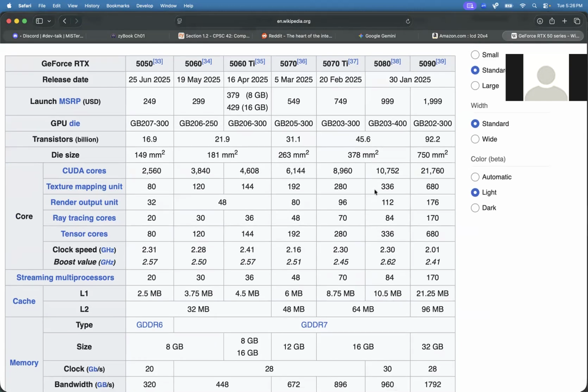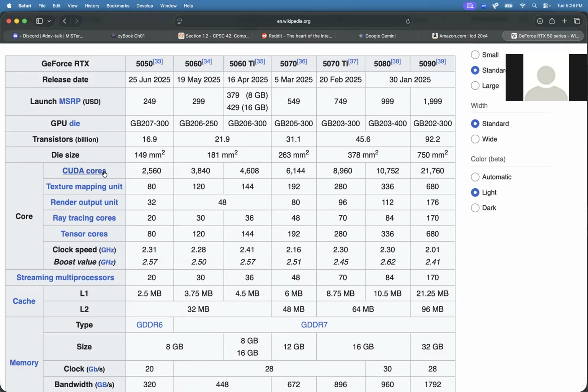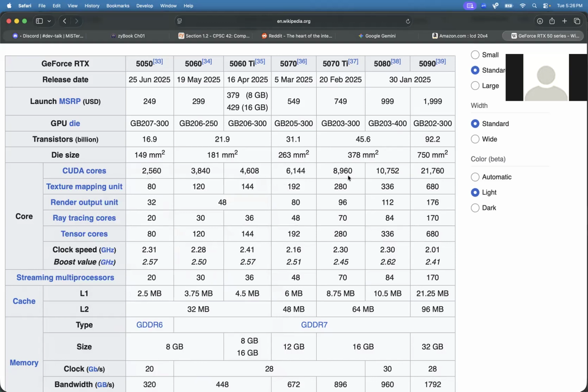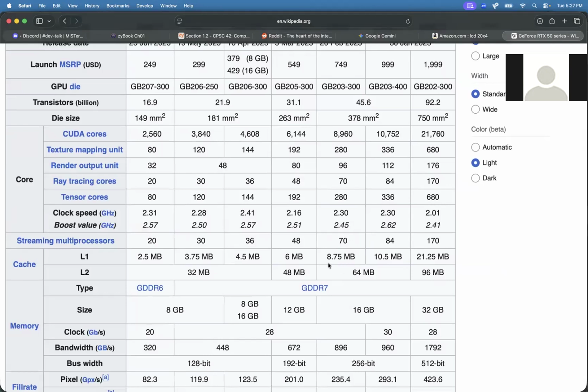But if you look at the processing power that they have, you can see the CUDA cores, those are just for math computation. This one is listed as 8,960. This is 10,752. So the bigger one has more, but it's not bigger, right? They're the same chip. So how come this has more CUDA cores and this one has fewer? How come this has 280 tensor units and this has 336? How come this has 70 ray tracing cores and this has 84? How come this has 8.75 megabytes of L1 cache and this has 10.5 megabytes of L1 cache?